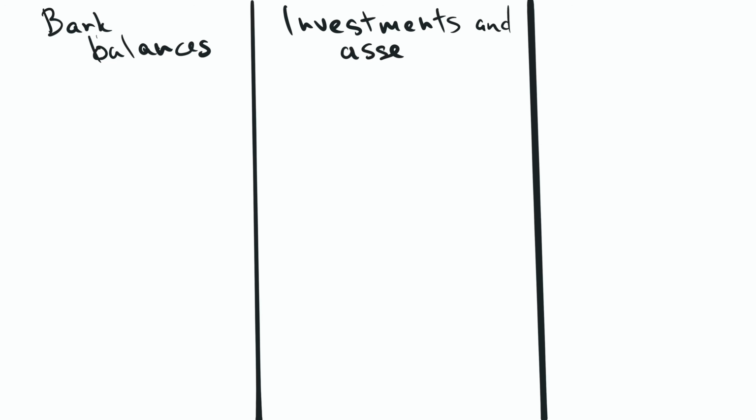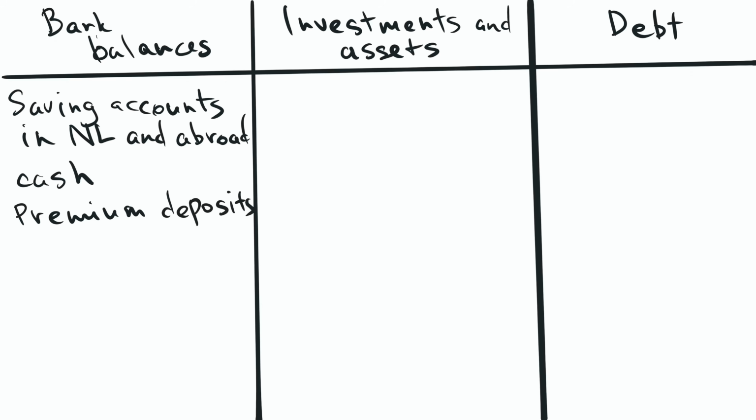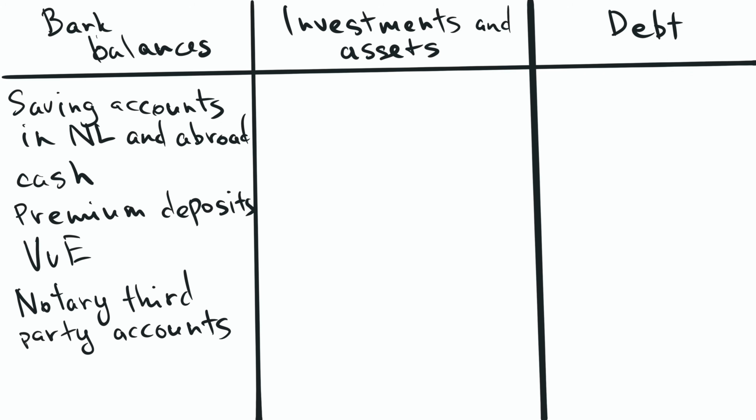let's talk numbers. First of all, your assets in box 3 are divided into 3 subcategories. First called bank balances and savings, second investments and assets, and third is debt. And based on this subcategory, the Dutch government assumes how much money you made on this type of asset. Bank balances and savings, meaning all your savings accounts in the Netherlands or outside of the Netherlands, also your cash, premium deposits, and also VVE or owners associations, or money you held in notary third-party accounts. The notional return for this category for 2025 is 1.44%. So the government assumes that in this category you will make 1.44%.